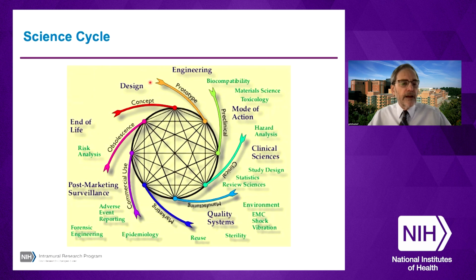So the science cycle is one of design, engineering issues, biocompatibility, material sciences, understanding the mode of action. If there's a clinical trial, then clinical sciences related to design and conduct of a clinical study. There are environmental studies, quality systems, factors related to marketing, and then commercial use, epidemiology, adverse events reporting, post-market surveillance, risk analysis, and again, the end of the product life.